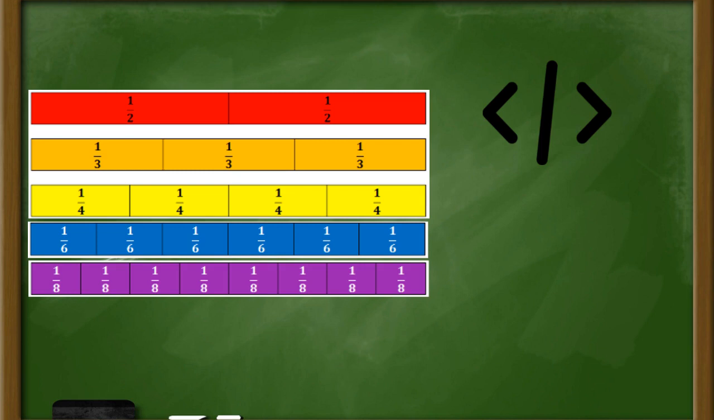Lay your folded strips out in front of you. Look at the different units on your folded strips and take a minute to arrange the strips in order from the largest to smallest units. That means you're going to place your strips just like I have them placed on the board here. You'll start with halves, then thirds, fourths, sixths, and eighths.